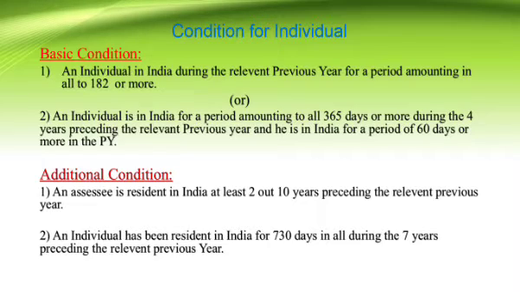Let us see the additional conditions. The first additional condition is that an assessee resides in India at least 2 years out of the 10 years immediately preceding the relevant previous year. The second additional condition is that an individual should reside in India for 730 days in all during the 7 years preceding the relevant previous year. So these are the conditions for an individual.